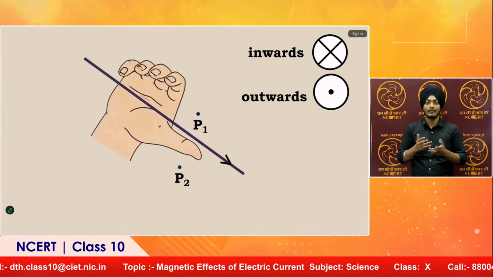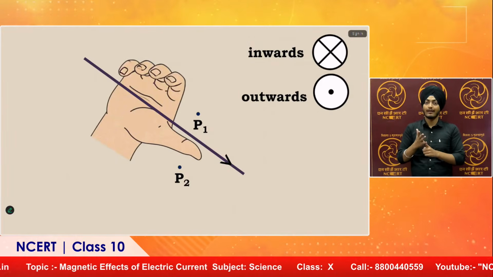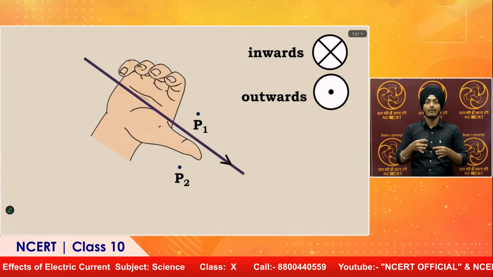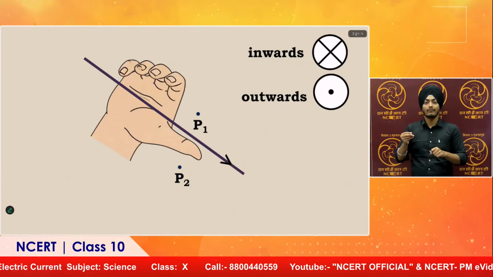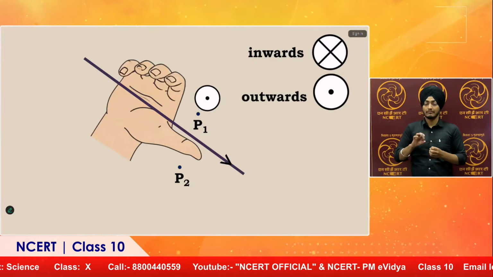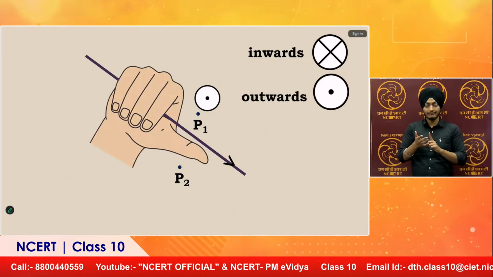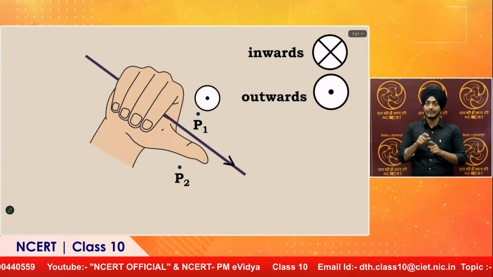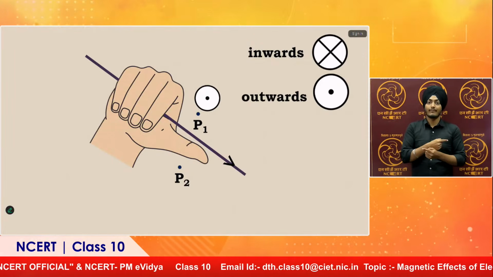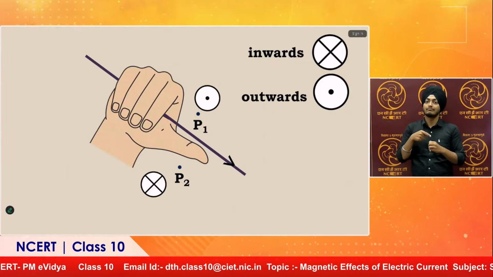In the same way, we can keep the thumb along the direction of the current. At the side of P1, the fingers are coming out of the paper. So we can say that at point P1, the magnetic field is outwards. And at the point P2, if you rotate your fingers, you will get the answer. At the point P2, the fingers are going inwards. So we can easily find out the direction at the point P2. That means the magnetic field is inward.